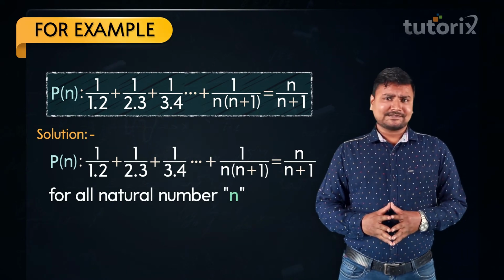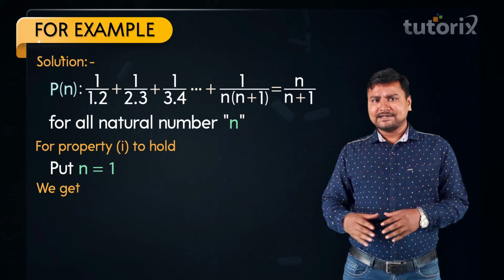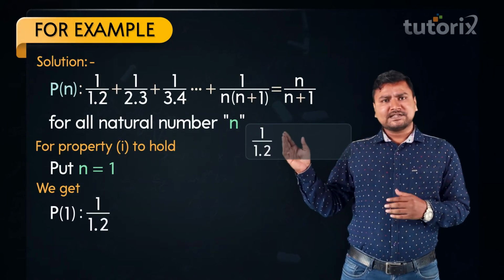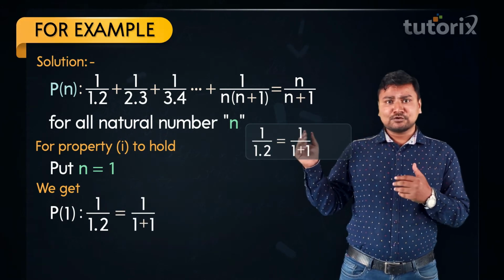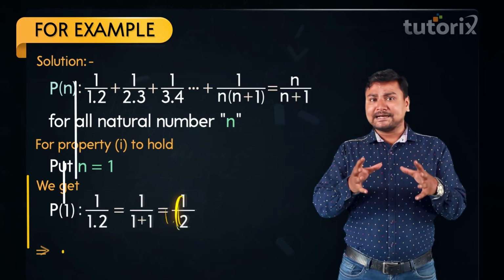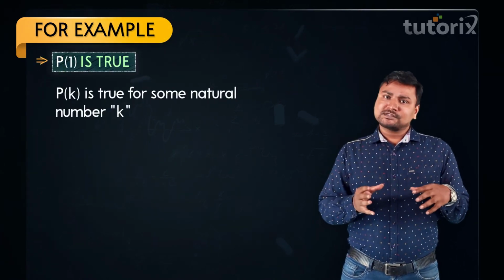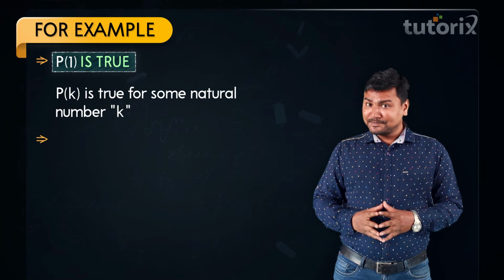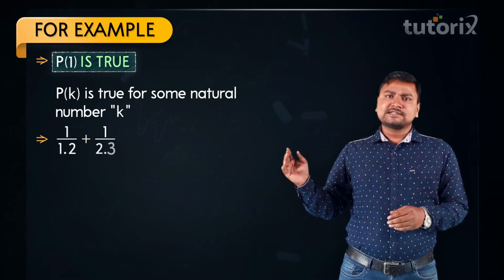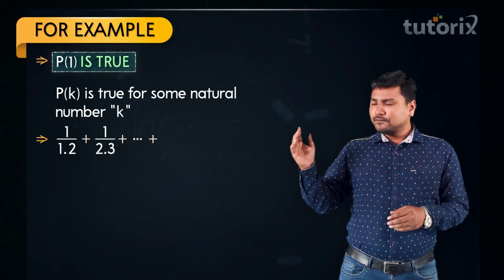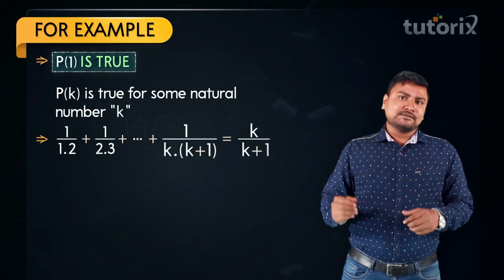So let's start this. First put n equal to 1 in this. We will get 1 by 1 times 2, which is equal to half. Now put it in the formula, that is 1/(1+1), which is also equal to half. So this implies that P1 is true. Now let's assume that Pk is true for some natural number k. So this implies that 1 by 1 times 2 plus 1 by 2 times 3 and so on plus 1 by k times (k+1) is equal to k/(k+1).